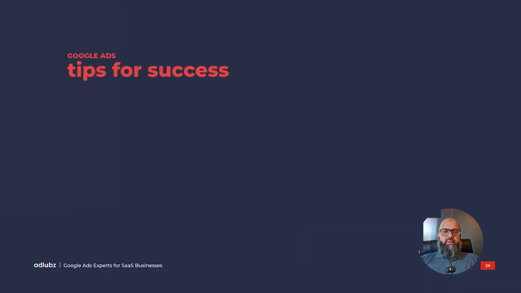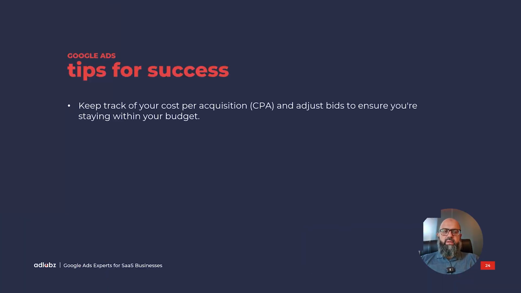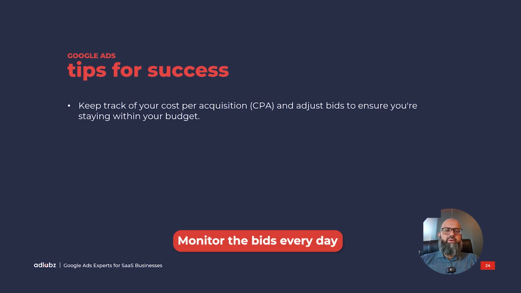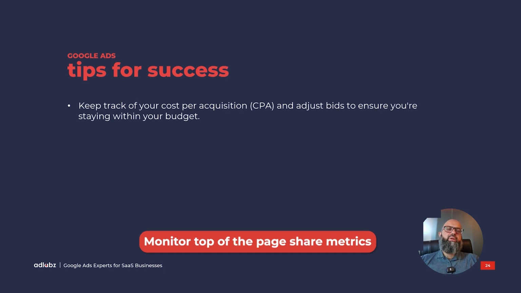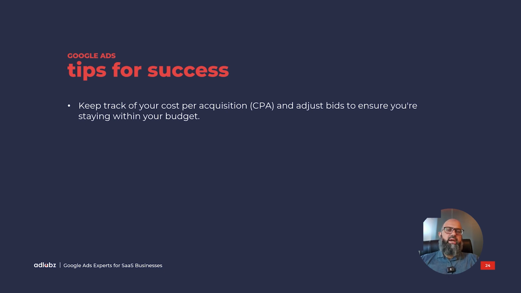Some tips for success: keep track of your cost per acquisition and adjust bids to ensure you're staying within your budget. When you're on manual CPC, you'll have to make sure that you monitor the bids every day. You monitor your impression share percentage, you monitor your top of the page share metrics, so that you can see how much of your impression share you're getting at the top of the page, because that is essential. Otherwise, your ad will appear somewhere down the page and people won't click on it and your CTRs may suffer.